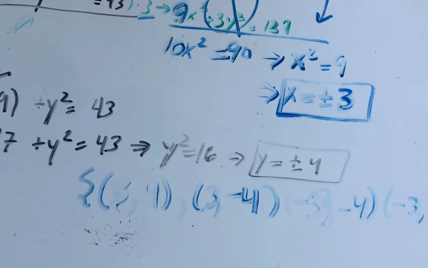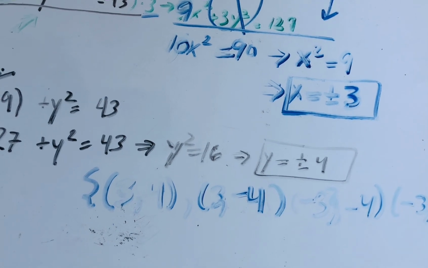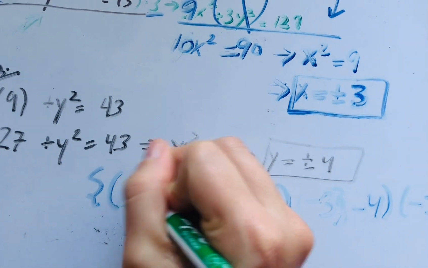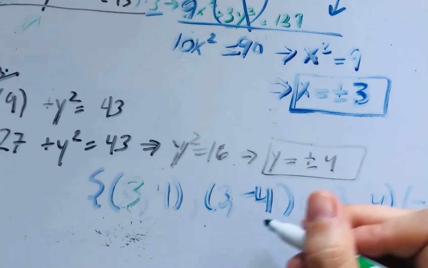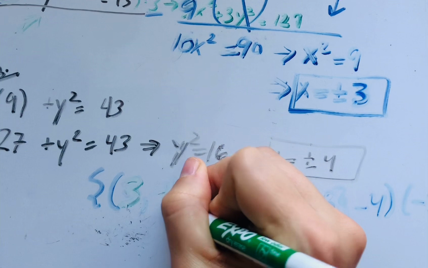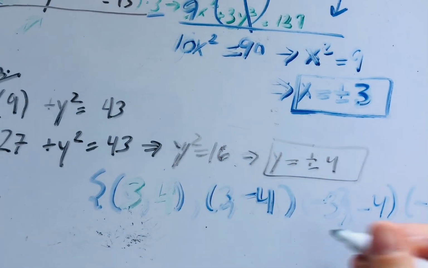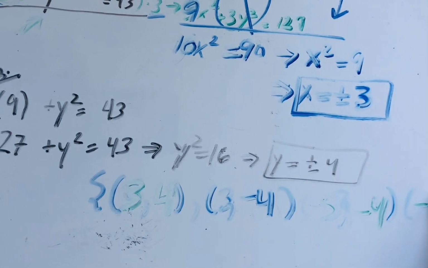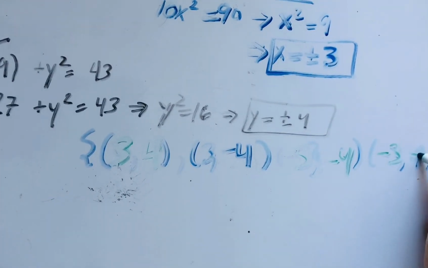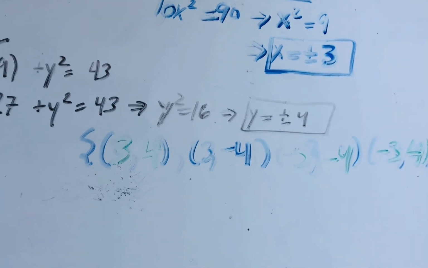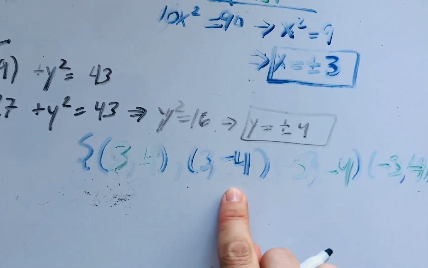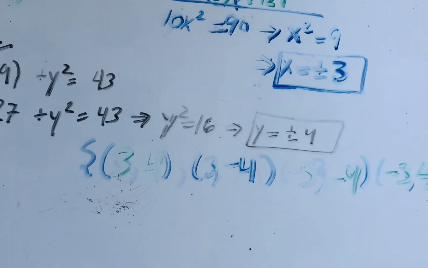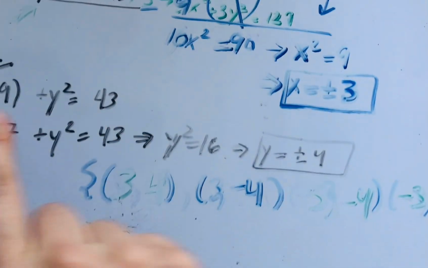So just to reiterate, if you can't read my bad markers here, we have 3, 4. We have 3, negative 4. We have negative 3, negative 4. And we have negative 3, positive 4. I apologize for those awful markers. So again, 3, 4, 3, negative 4, negative 3, negative 4, and negative 3, positive 4. Those would be our ordered pairs that satisfy this original system up here.